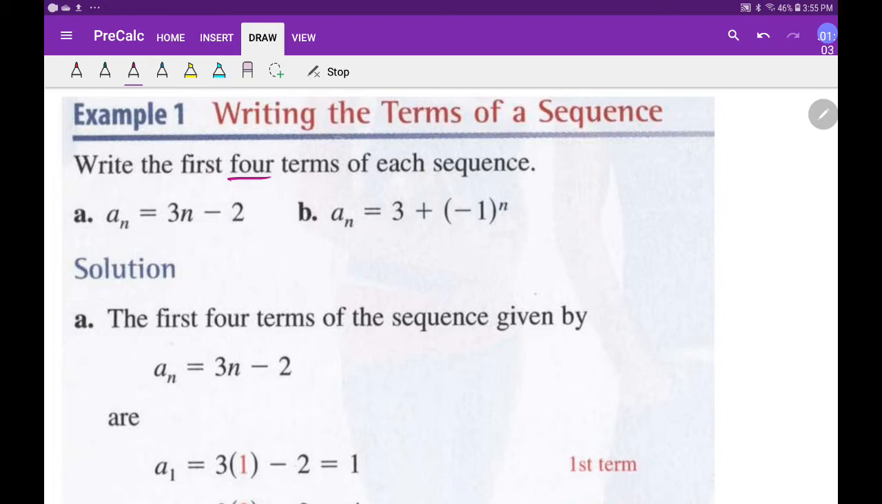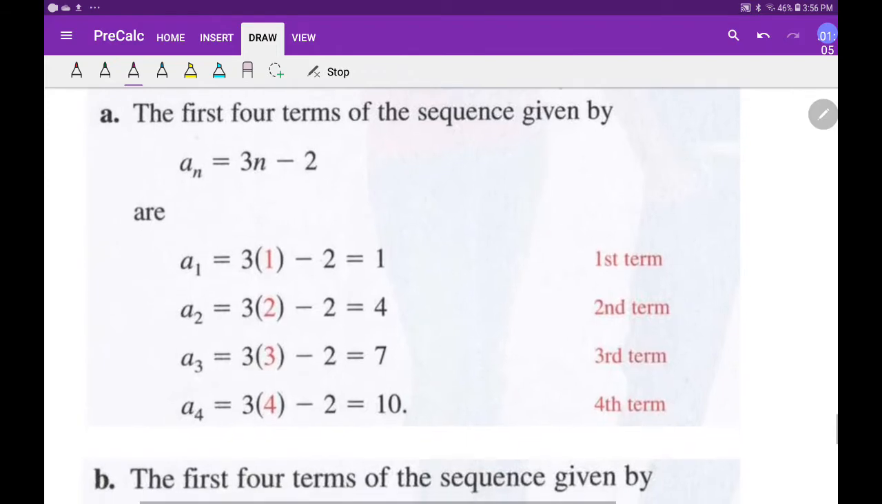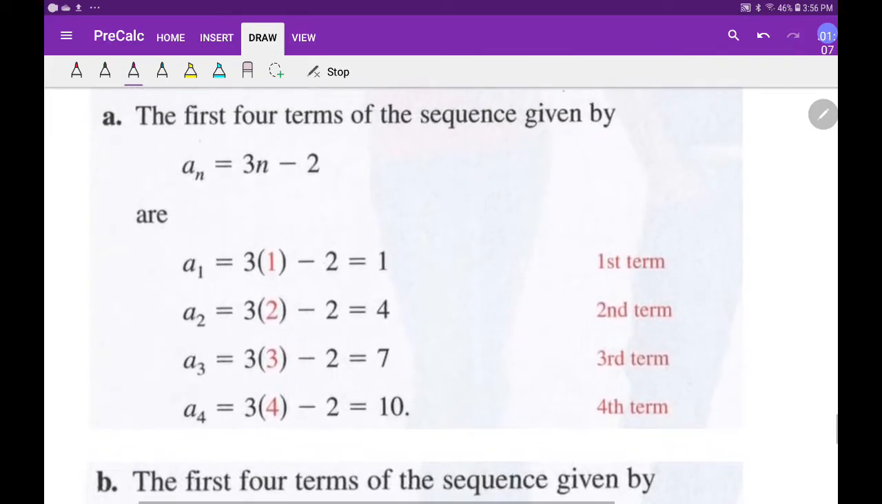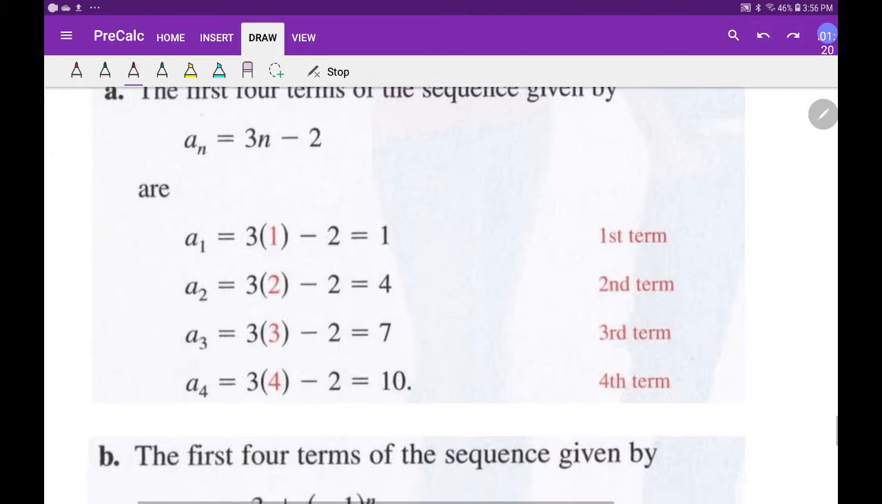So I start with 1 in this formula here. And 3 times 1 take away 2 is 1. 3 times 2 take away 2 is 4. And I start to populate this list. 1, 4, 7, 10. Okay, that's a sequence.